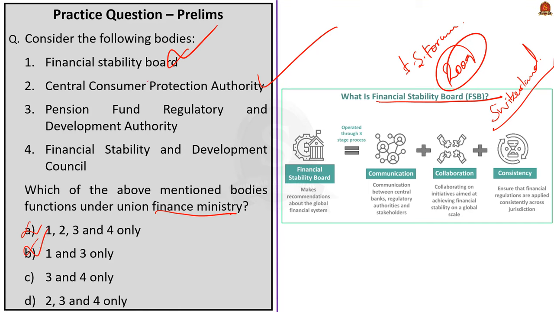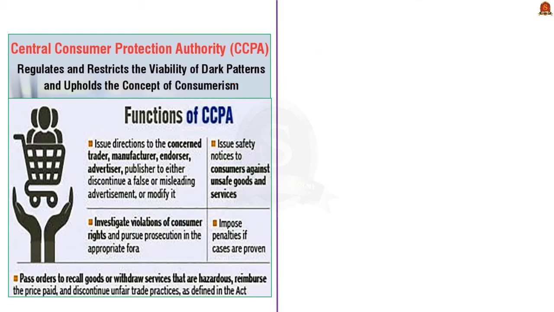The body mentioned second is the Central Consumer Protection Authority. It was established under the Consumer Protection Act 2019. It works under the administrative control of Ministry of Consumer Affairs. Its main function is to regulate matters relating to the violation of rights of consumers. It also keeps an eye on unfair trade practices and false or misleading advertisements which are prejudicial to the interest of public and consumers, and it works to promote, protect and enforce the rights of consumers collectively. So it does not function under Union Ministry of Finance.